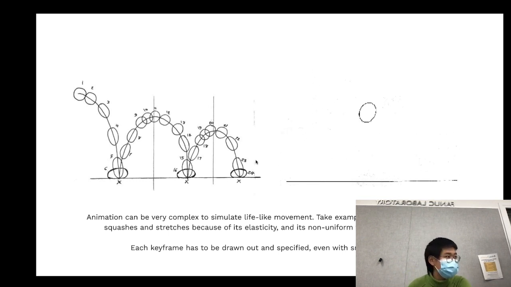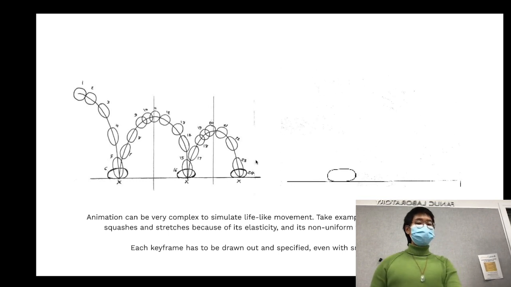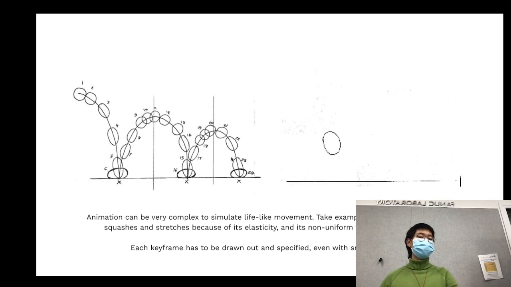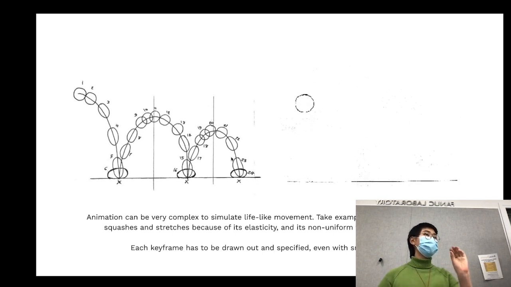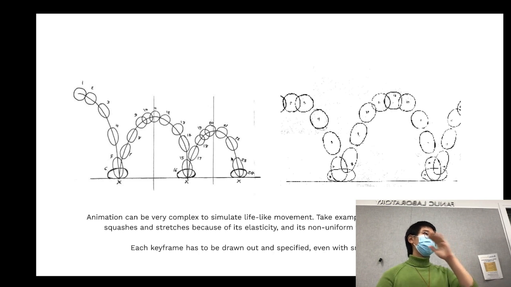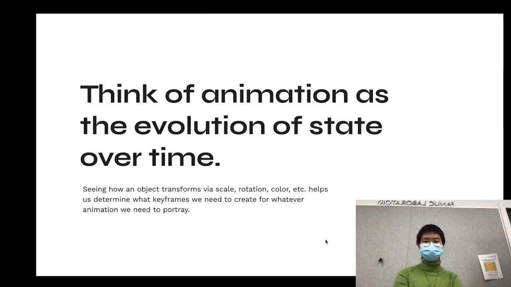So with animation, and with Smart Animate specifically, you really want to focus on the idea of keyframes, identifying what the most important moments are, every picture that you want to see really clearly, and also this idea of the trajectory that you have in between, the speed at which the animation moves. Think of animation as the evolution of a state over time. Seeing how an object transforms via scaling, rotation, or color helps us understand what keyframes we need to create for any animation that we want to portray.